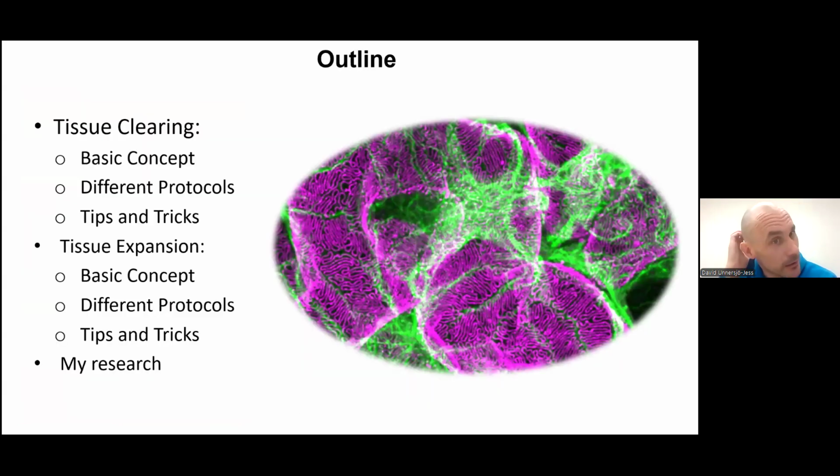So the outline here will be to go through first the basic concept of tissue clearing, and then present some different protocols that you can apply, and then give some tips and tricks and starting points for your own projects. I will do the same for tissue expansion. And then in the end, I will also present a little bit of my own research, so how we are applying these protocols in our research. And by the way, anytime you feel that something is confusing, you can just interrupt me and ask questions as we go.